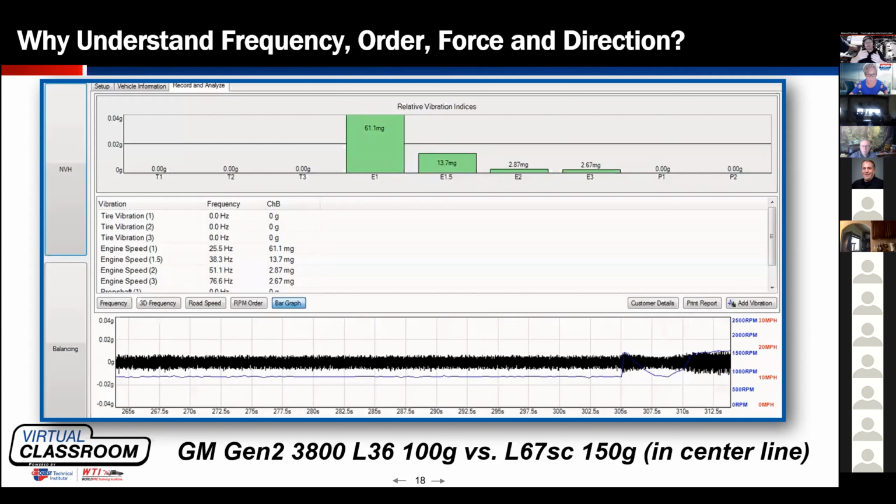Once the trans was removed, guys, we realized whoever put the flex plate on, because it wouldn't line up properly, left two of the bolts out. It was clocked incorrectly on the back of the engine. And you could have done all the balance shaft work in the world and still not found that. That is one of the reasons we want to understand frequency, how many times per second, order, force, and direction.